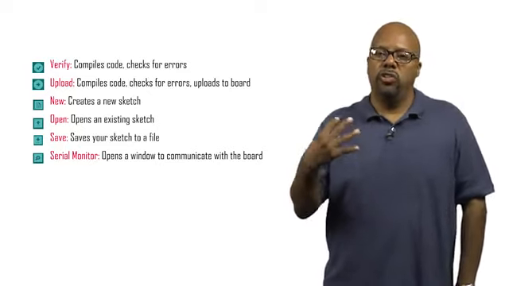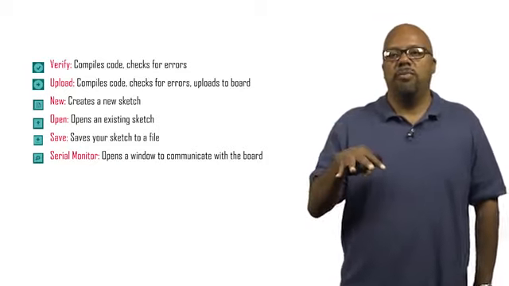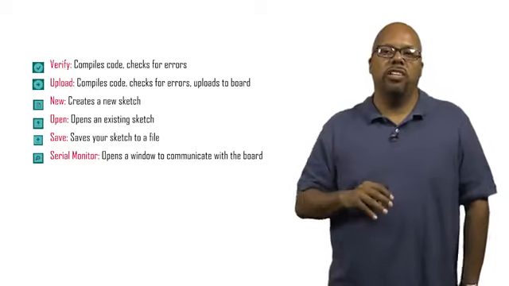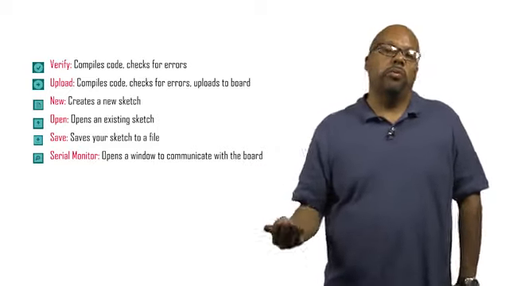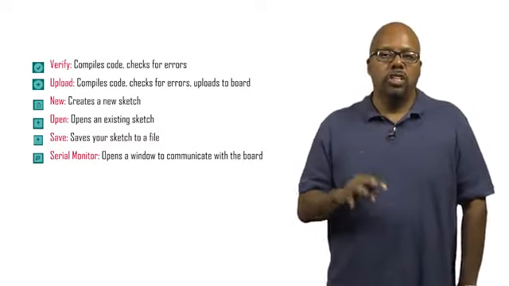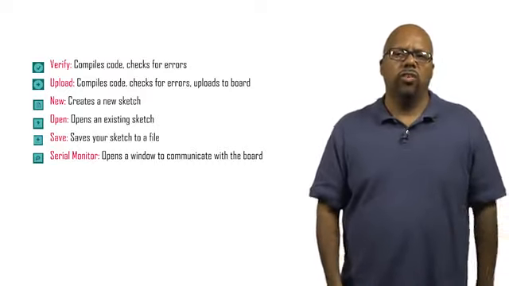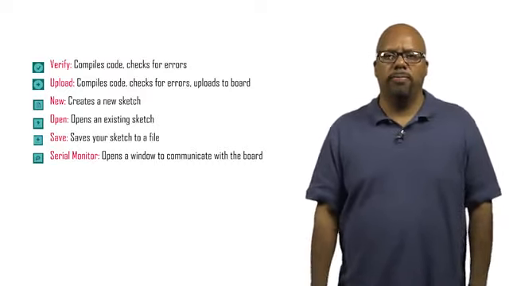It's a monitor. You start it, and it opens up a window on your machine, and it allows you to type text and send it straight to the Arduino. Also, the Arduino can print stuff for you, and you can see it in this serial monitor window. We'll use that later on in the course. In the next module, we'll talk about that more.